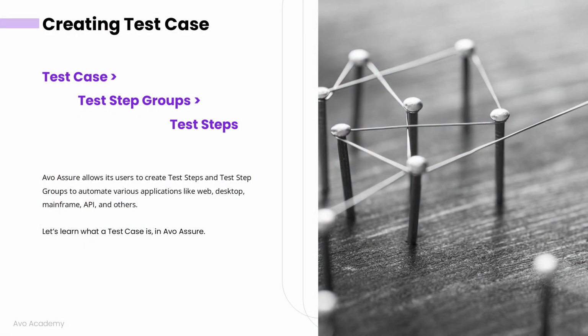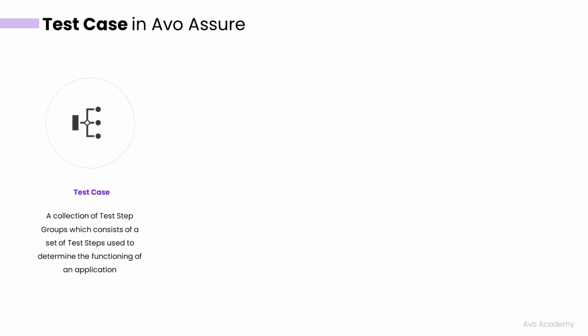Avo Assure allows its users to create test steps and test step groups to automate various applications like web, desktop, mainframe, API, and others. Before proceeding, let's learn what a test case is. In Avo Assure, a test case consists of a collection of test step groups, which in turn consist of a set of test steps used to determine the accurate operation of a feature or an application.